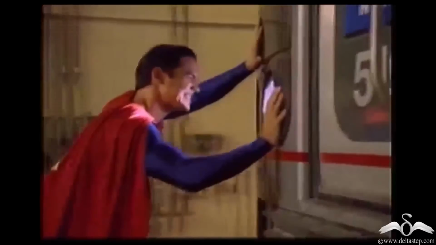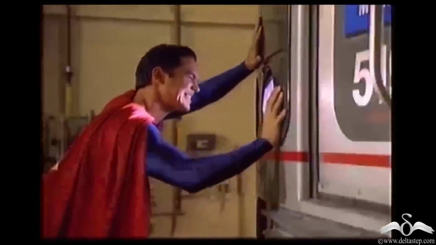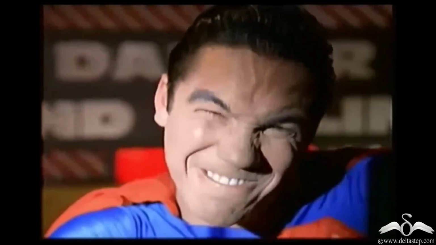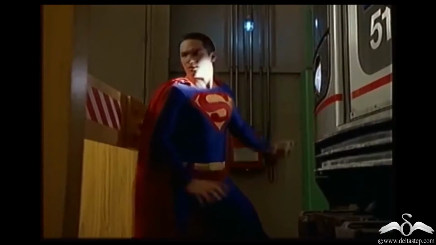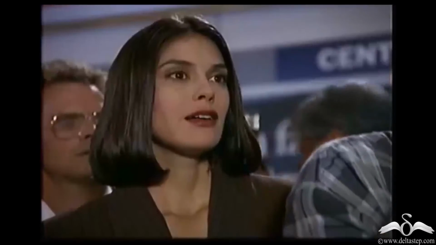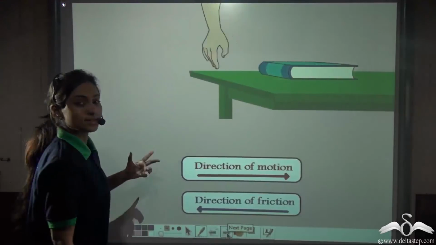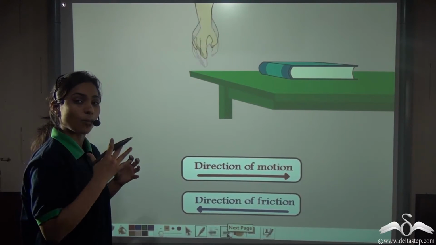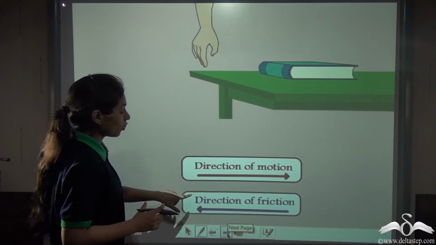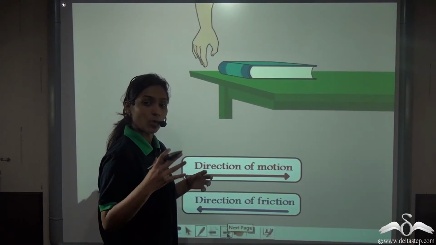Well, that Superman is here. And what is he doing? Well, he is actually trying to push the train in the opposite direction to stop it. And the train finally stopped. Well, in the same way, to stop a moving object, we need to apply force in the opposite direction. So, friction is that force that opposes motion.